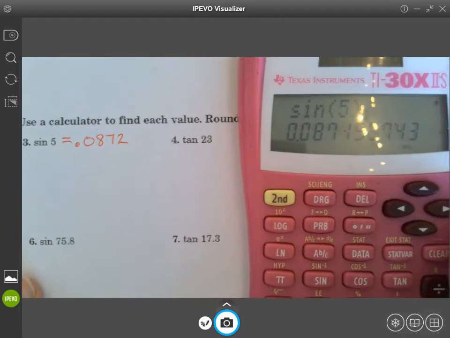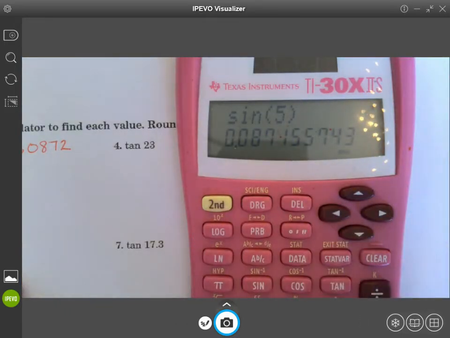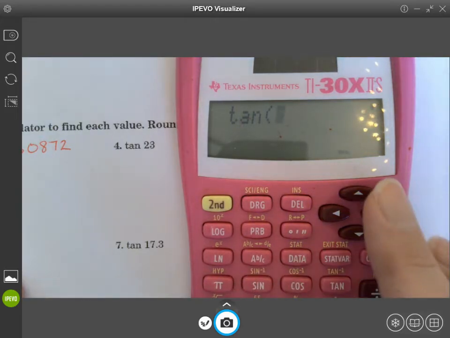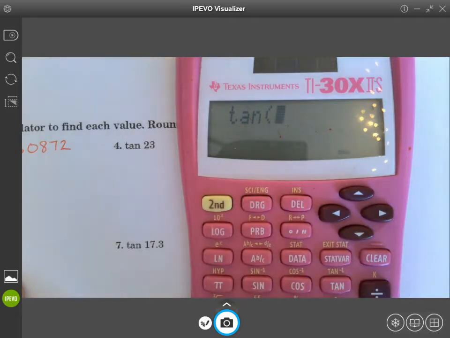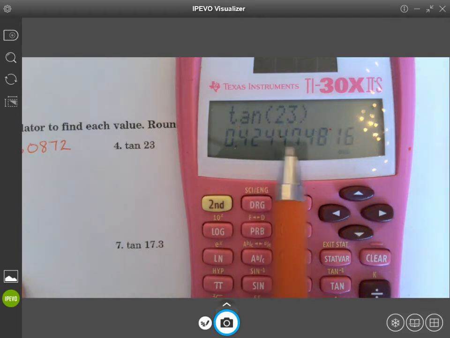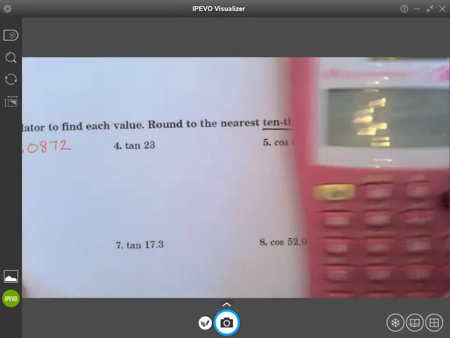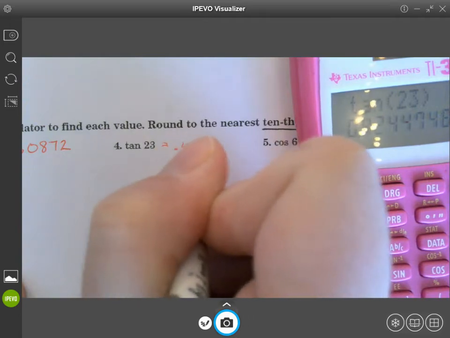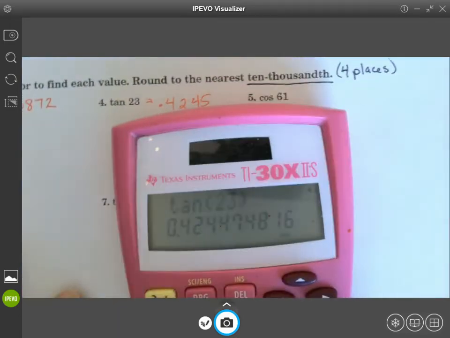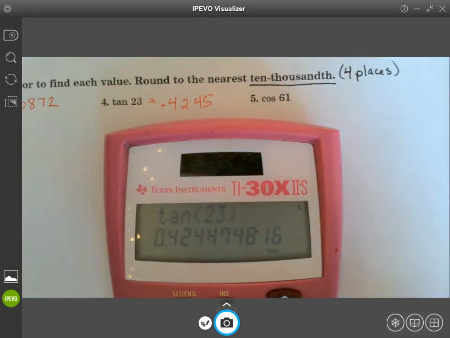Let's find our tangent function. For me, I just hit tangent. For some of you, it's second and the PRB key for the trig function. Then you're going to arrow over and select just tangent, not the inverse. Close the parenthesis. 10th, 100th, 1000th, 10,000th. The 7 tells me to round it up. So 0.4245. Okay, so I'm content that we know how to do that.